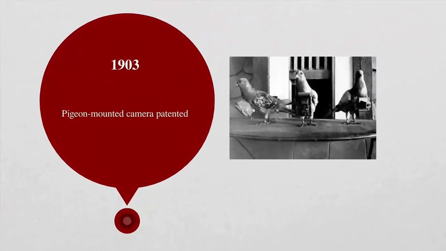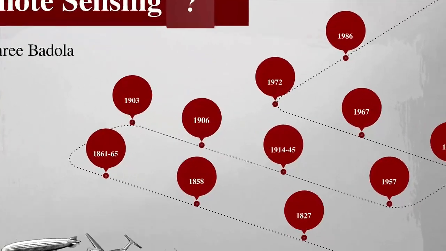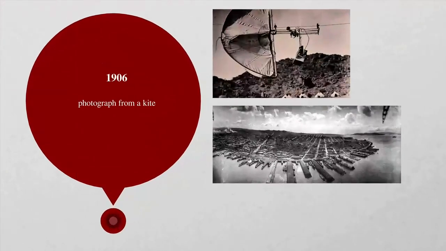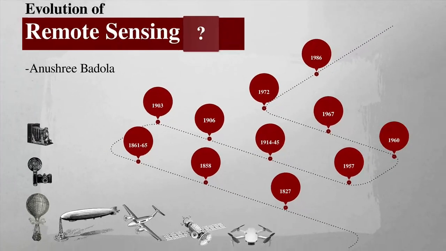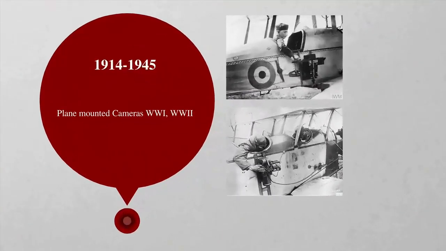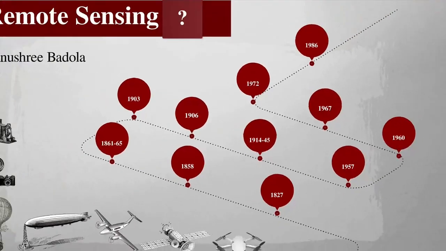In 1903, cameras mounted on pigeons were experimented and got patent. In 1906, even kites were used for aerial photography. For World War I and World War II, plane-mounted cameras were used to get strategic advantages.